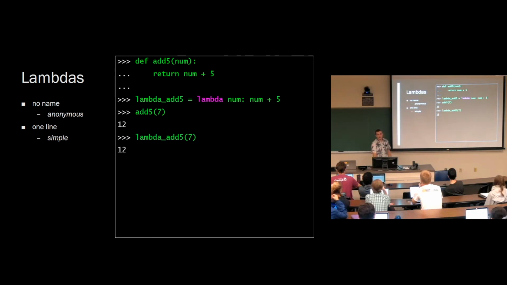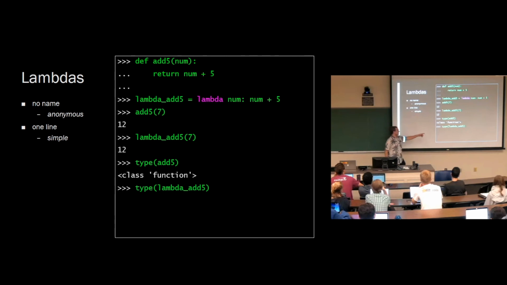And the two do exactly the same thing. Now, what do you guys think the type of that is? I guess this is not a very interesting question. It's a function. There's no separate type for lambdas.